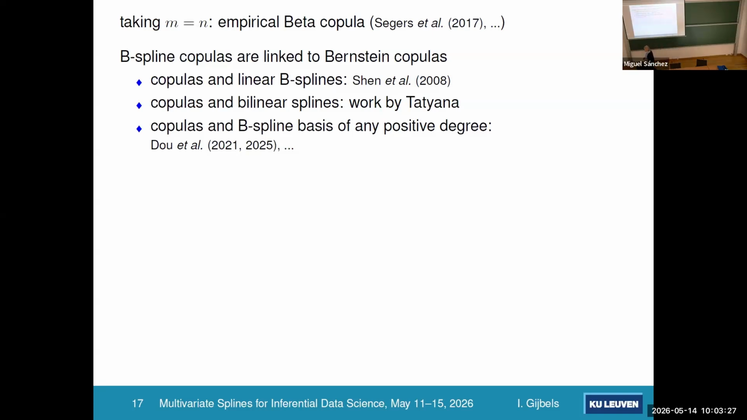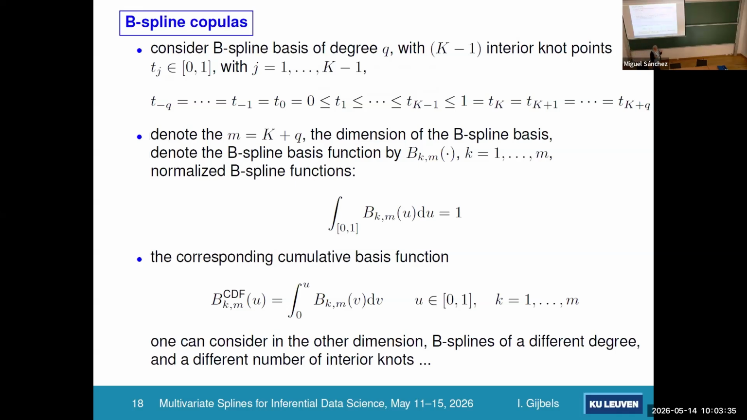And then there is some recent work where they have used B-splines of any kind of degree to estimate a copula. It's actually fairly recent. I'll just go over it reasonably quickly. You give me a number of knot points, you choose a degree for the spline, and you come up with a B-spline basis of dimension m. Make sure the B-splines are normalized. They have to be densities. And I consider the cumulative basis function, which means instead of going to 1 here, you go to u. It's like the CDF of that density.